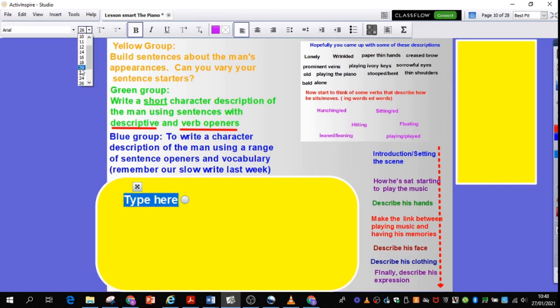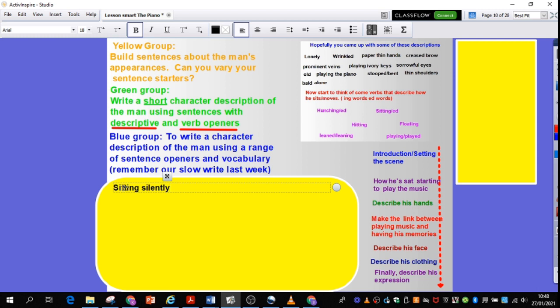Okay, bring this down to 18 I think, and let's type it in black so you can see it very clearly. Okay, so I'm looking at description and verb openers, and I'm going to introduce the scene. So I'm going to think about, well, where was he? Well, he was sat, and he was sat quite quietly. I'm going to put silently, I think. So sitting, so I've got my verb opener straight away. Sitting silently.